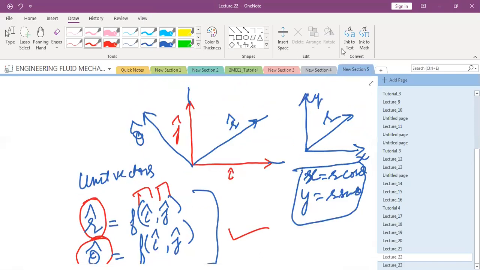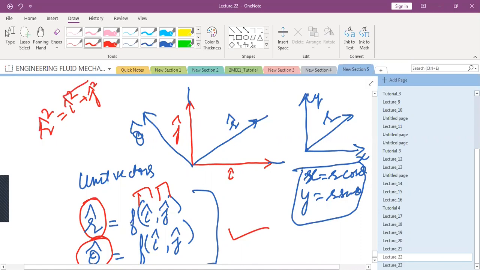Now if I want to, so somebody is saying r square is equal to i square plus j square. Okay. So what is i square and j square? This is not giving me any direction. So is this correct or not? No, sir. This is incorrect.